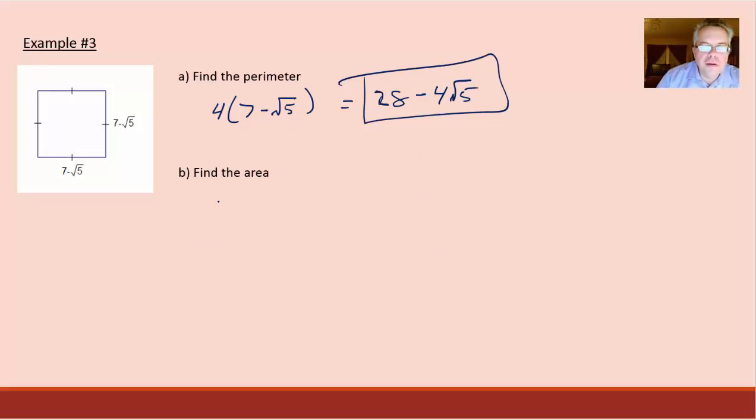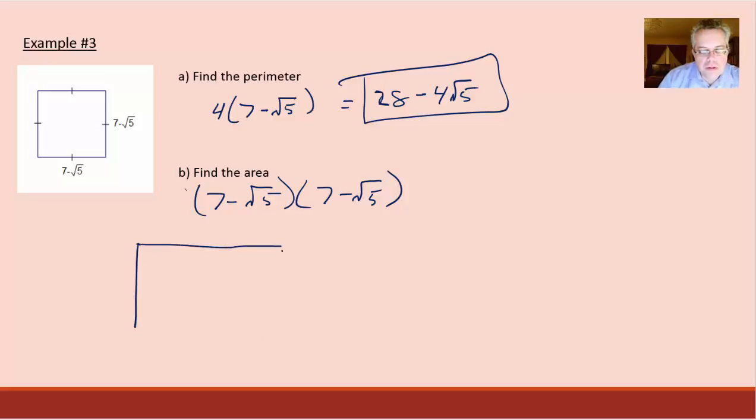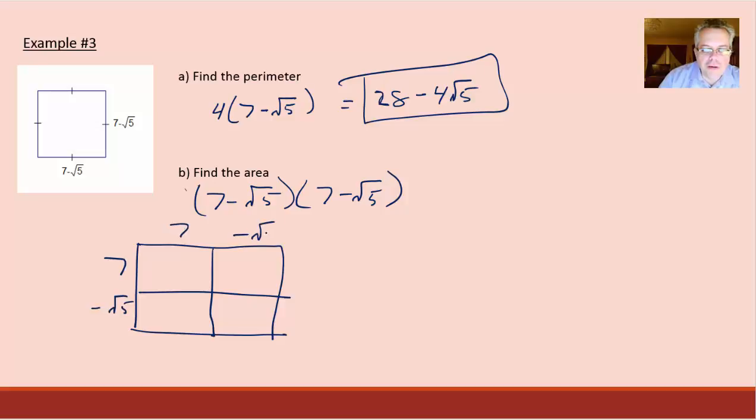Now, the area. This is going to be tricky. 7 minus square root of 5 times itself. So I have a binomial times a binomial. So it's time for a box. So let's draw a box diagram. Okay, they're both the same though. 7 minus square root of 5. 7 minus square root of 5. 7 times 7 is 49. This is minus 7 square root of 5. So is this one.